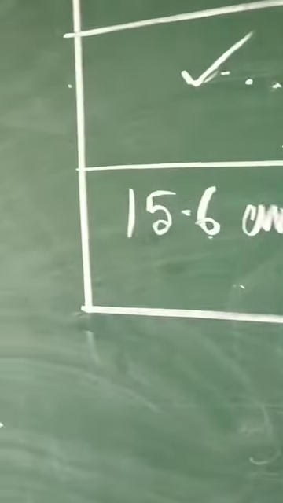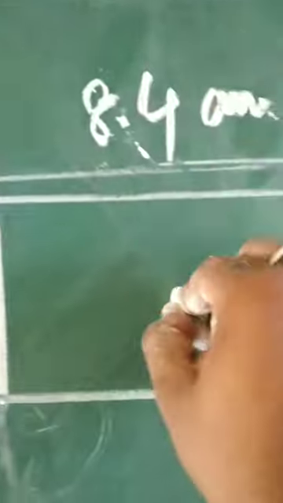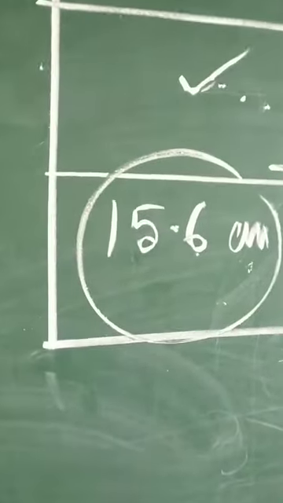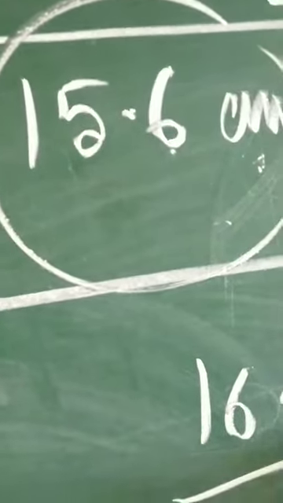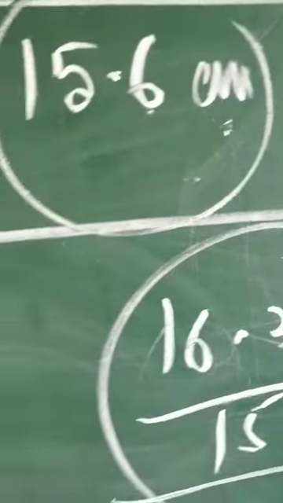Next one is 15.6, which is the measure of the base of a parallelogram. Height is unknown and the area of the parallelogram is 16.38. So I'll find the measure of the height of this parallelogram using simple process. 16.38 divided by 15.6. Go for a division, you will get your answer.